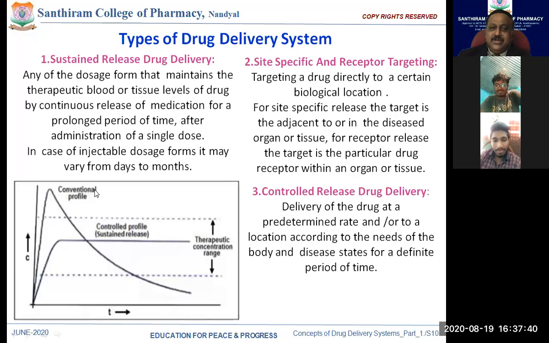If it goes above this, then it will be toxic. If it is below this, it is of no use, right? It is not causing the desired therapeutic effect. So this is a simple diagram. Further, you have more complex diagrams which explain more details in one graph. So before that, you have to understand.